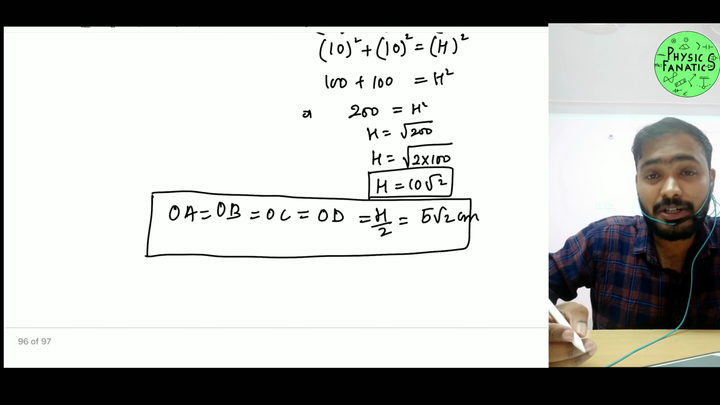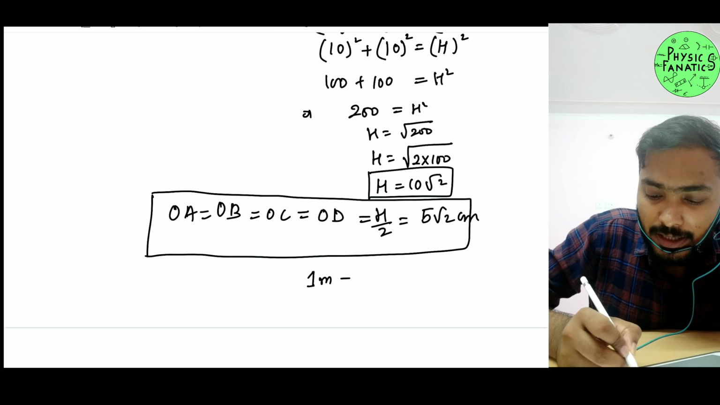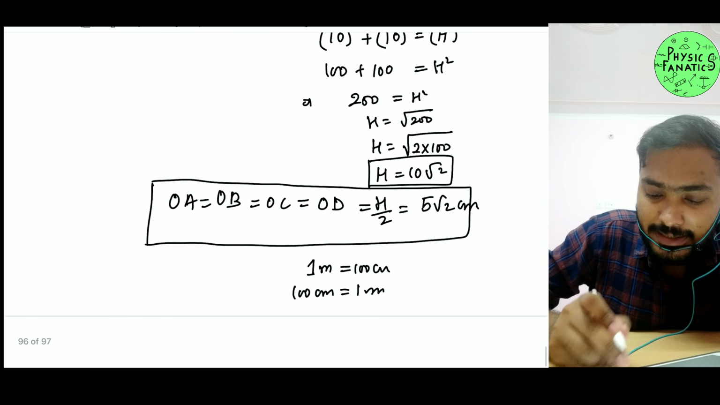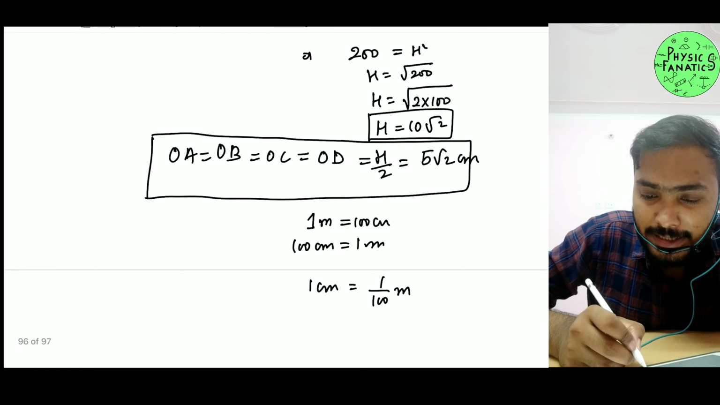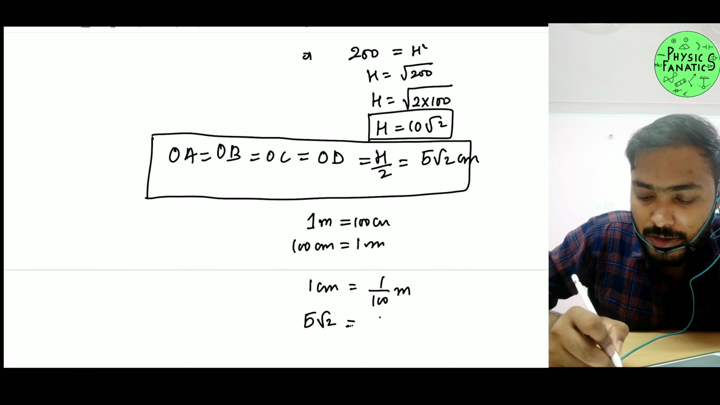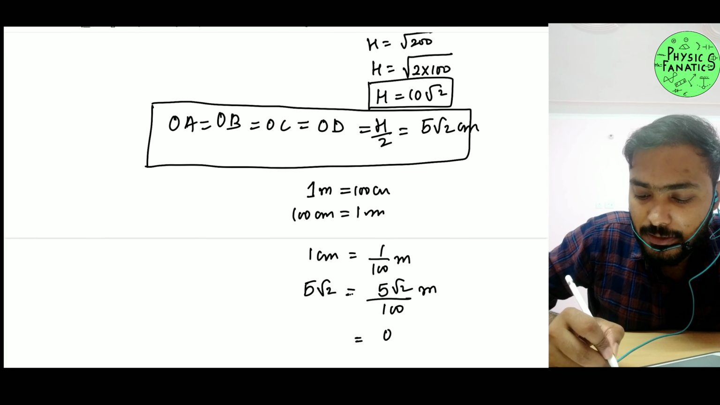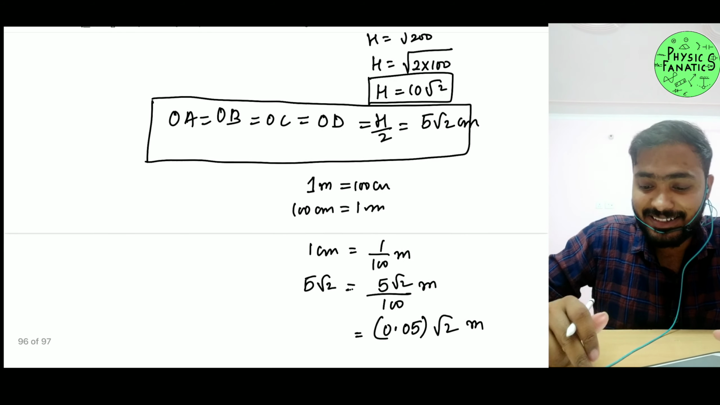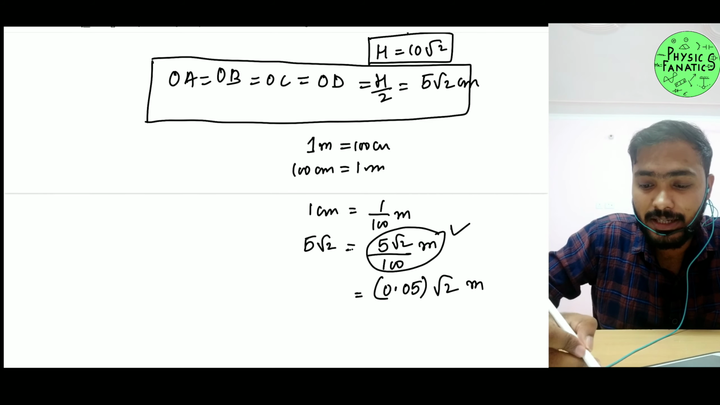You have to convert it into meters also. So how will you convert it into meters? I know 1 meter is equal to 100 centimeter, or I can say 100 centimeter is equal to 1 meter, or I can say 1 centimeter is equal to 1 upon 100 meter. Also I can write 5 root 2 centimeter is equal to 5 root 2 upon 100 meter. Or I can simply write it 0.05 multiplied by root 2. This much meter is the answer. So you can take this value, seems good. We can solve the problems by this value.